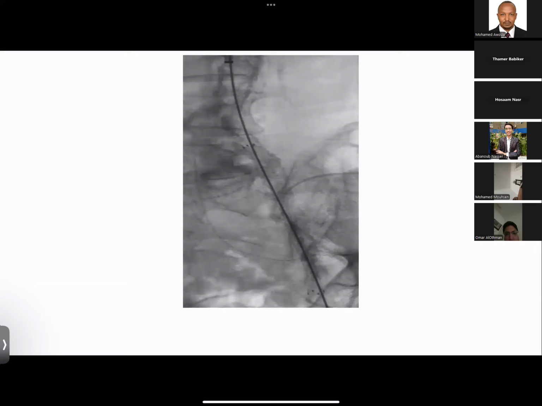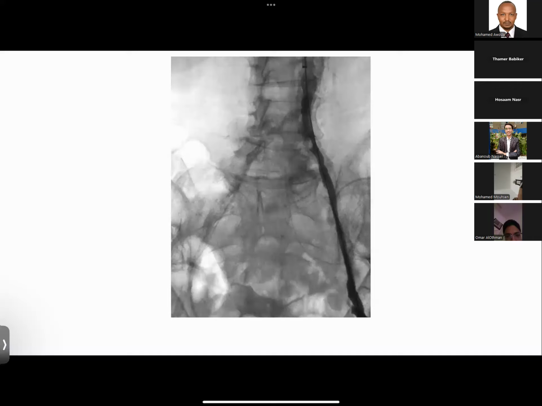And then you can see it clearly here. That's the top of the viabahn. That's the bottom of the viabahn. And then took this picture. And at that point, I thought, brilliant, almost done. I've only got this chunk of calcium to deal with in the common iliac.